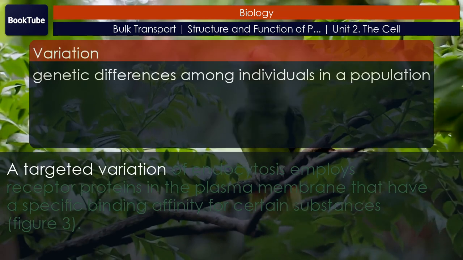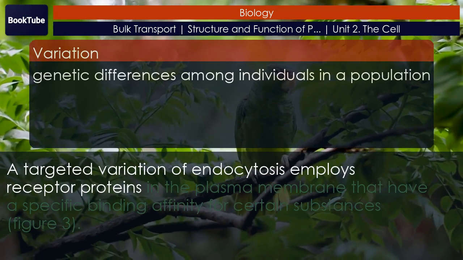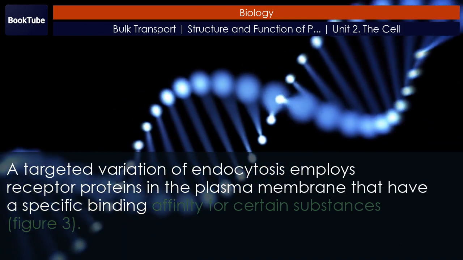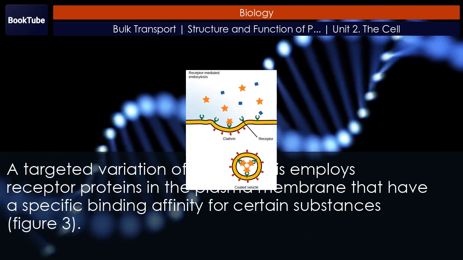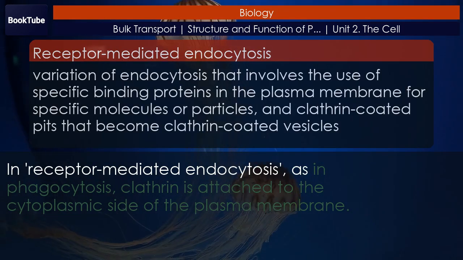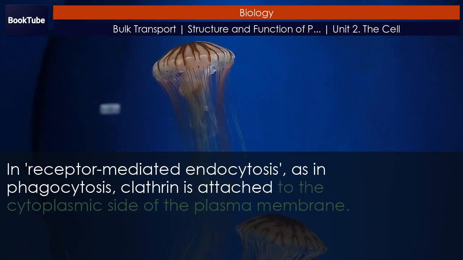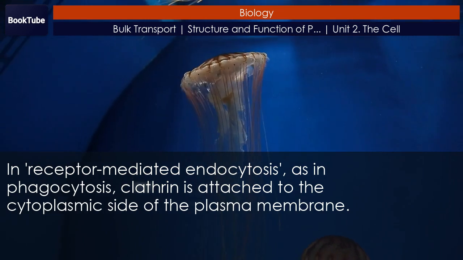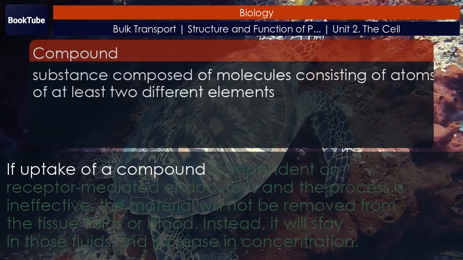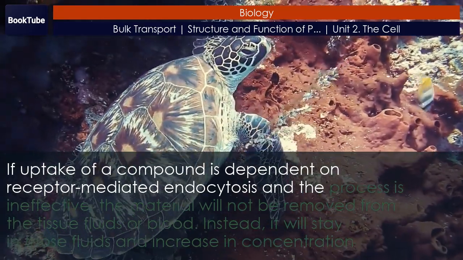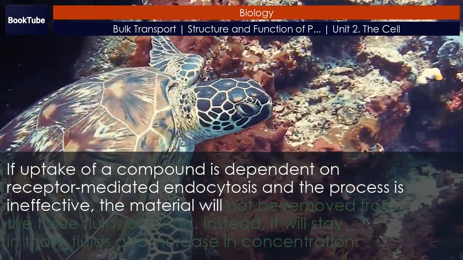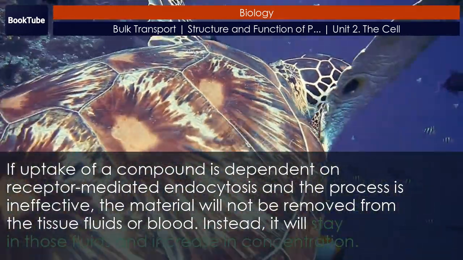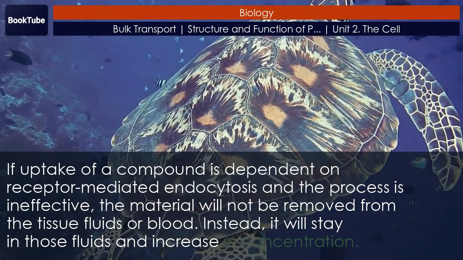Receptor-mediated endocytosis. A targeted variation of endocytosis employs receptor proteins in the plasma membrane that have a specific binding affinity for certain substances. Figure 3. In receptor-mediated endocytosis, as in phagocytosis, clathrin is attached to the cytoplasmic side of the plasma membrane. If uptake of a compound is dependent on receptor-mediated endocytosis and the process is ineffective, the material will not be removed from the tissue fluids or blood. Instead, it will stay in those fluids and increase in concentration.